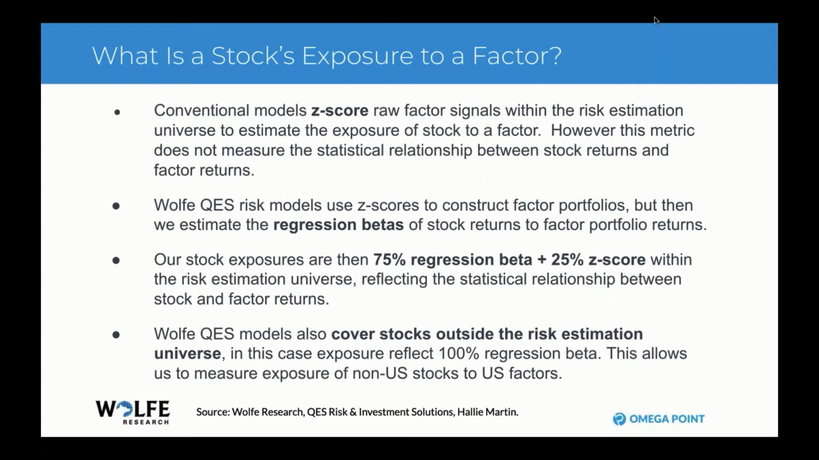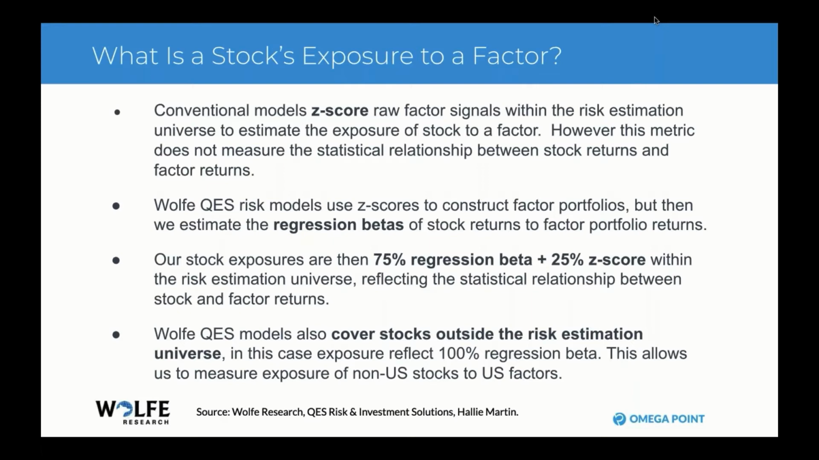We basically estimate the regression betas of stock returns to the factor portfolio returns. We then combine the information we get from the regression betas and the z-scores into a factor exposure that is 75% based on the regression beta or the statistical relationship and 25% based on the z-score or the ranking based on the raw signal data.